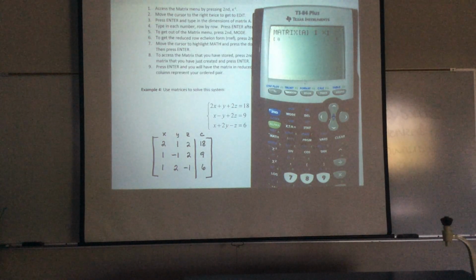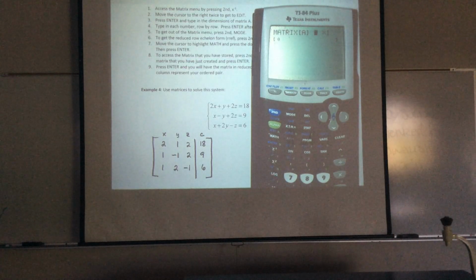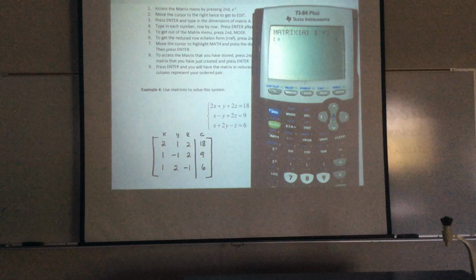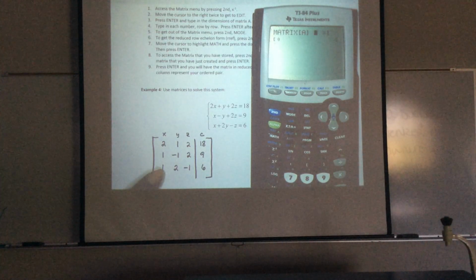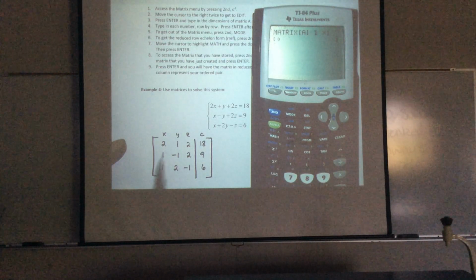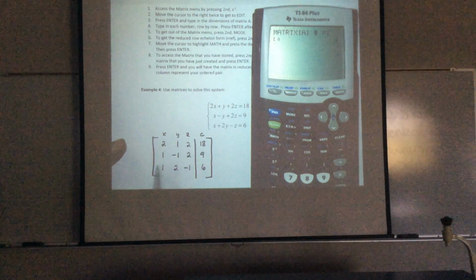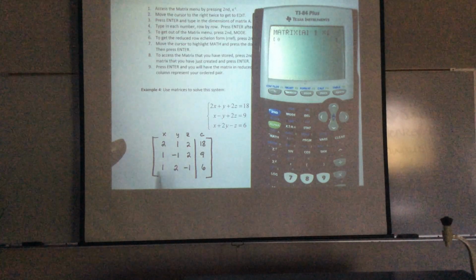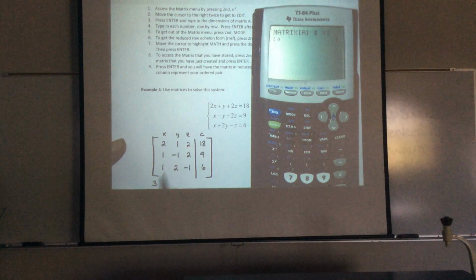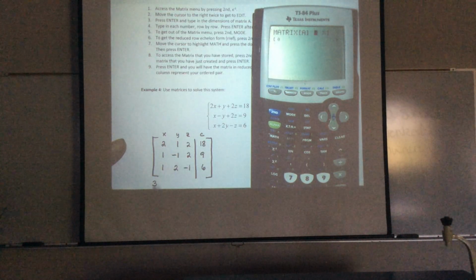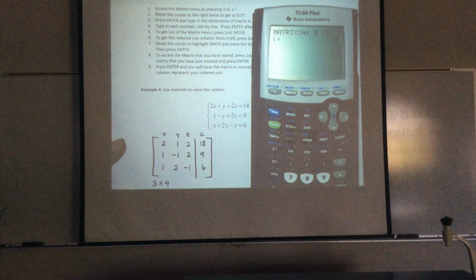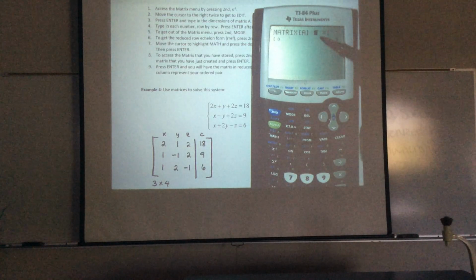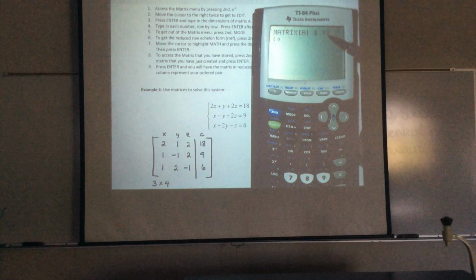Now, the next step would be to type in the dimensions of this matrix A right here. I need to find out how many rows and how many columns I have. Notice I got 3 rows and 1, 2, 3, 4 columns. So this is actually a 3 by 4 matrix. The first number is the number of rows. The second number is the number of columns.